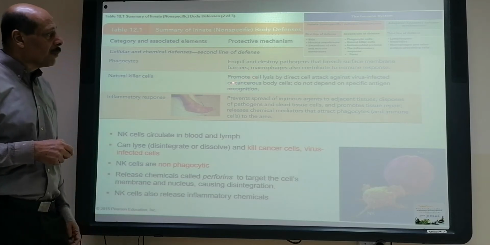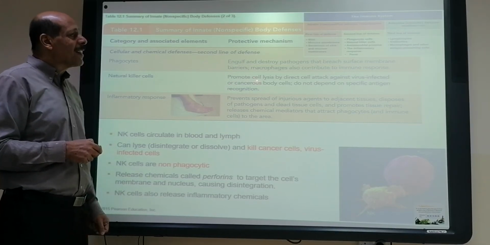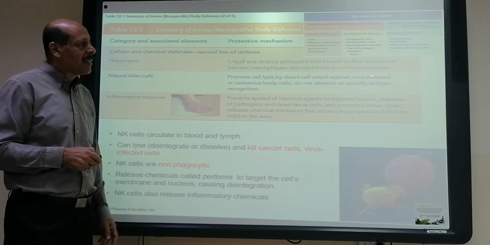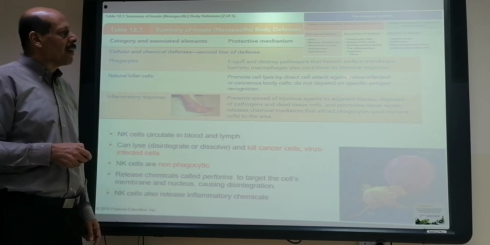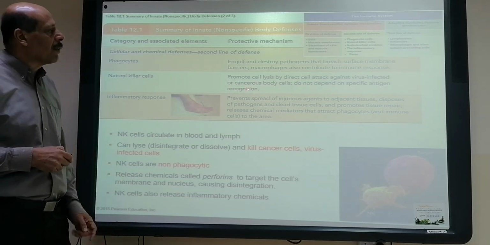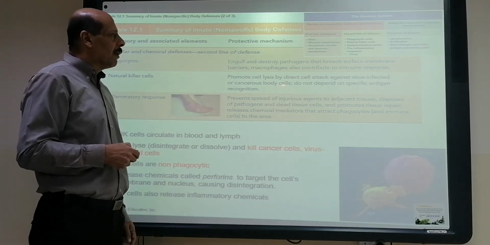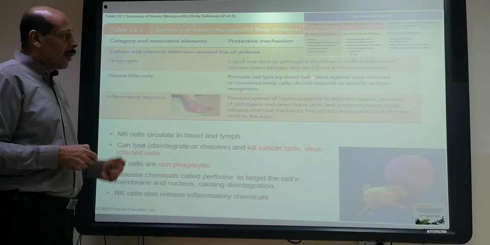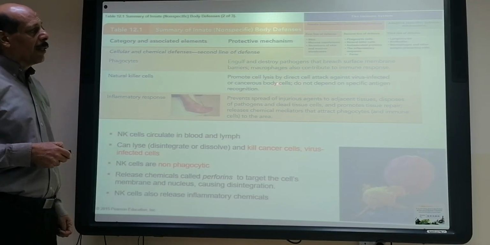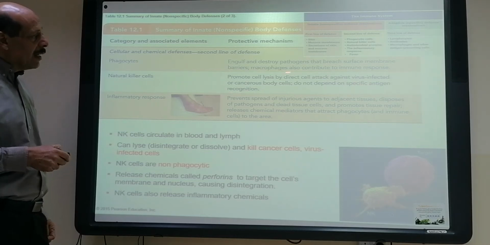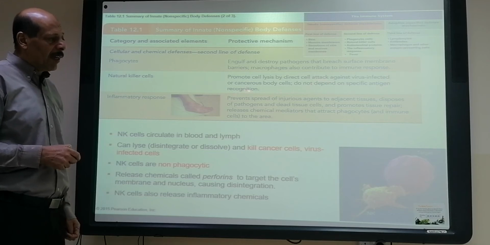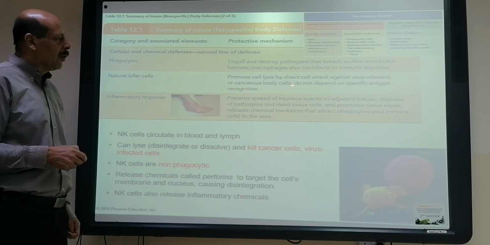The natural killer cell promotes cell lysis by direct cell attack against various infections or the body cells. So it is the natural killer. It will kill and destroy them, but it is not engulfing them. It will destroy the cell membrane of the bacteria, the virus or the cancer cell.